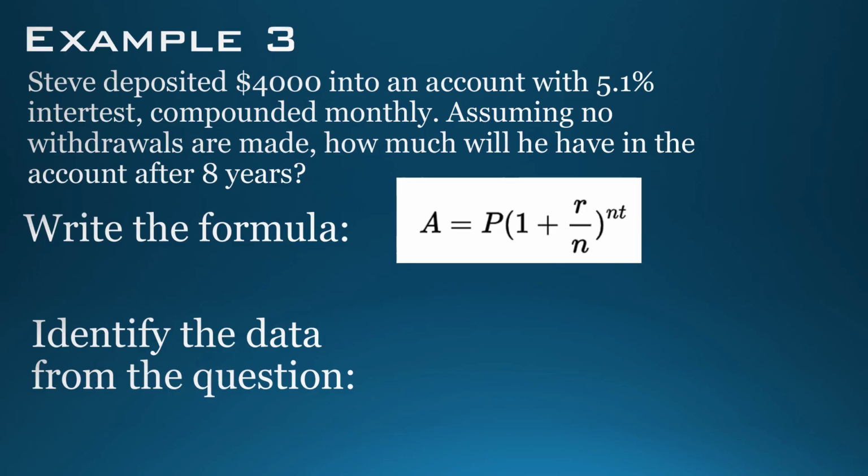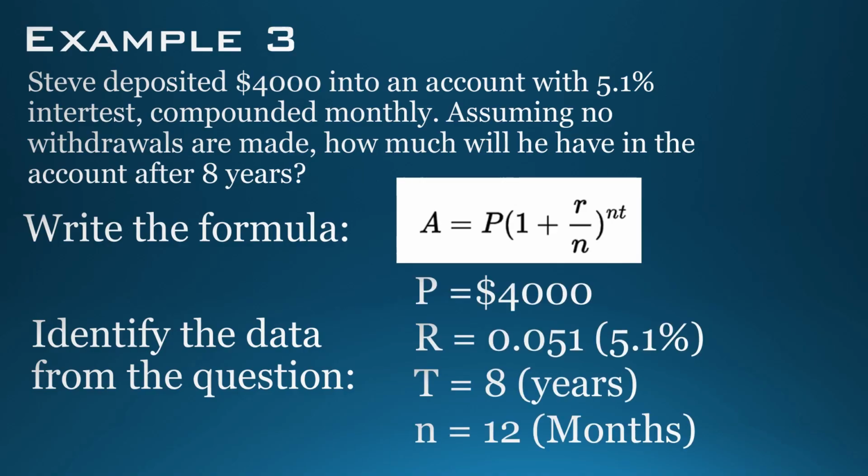So he deposited $4,000 into the account. So that's the principal. The rate is 5.1%, so if we divide 5.1 by 100, we get 0.051. The amount of years is 8, and then the number of times it is compounded, well, it says it's compounded monthly. Well, there's 12 months in a year, so that means it's compounded 12 times.